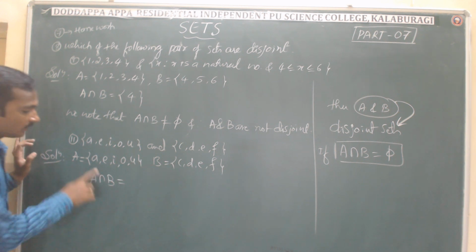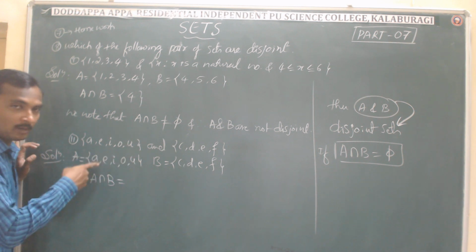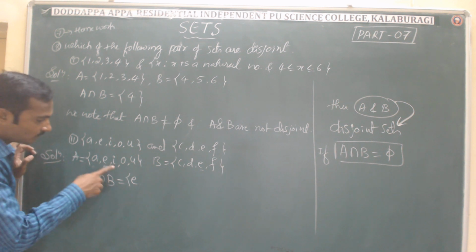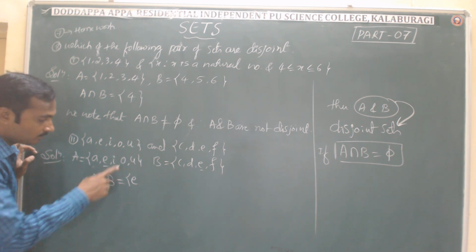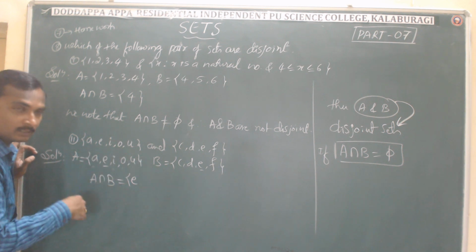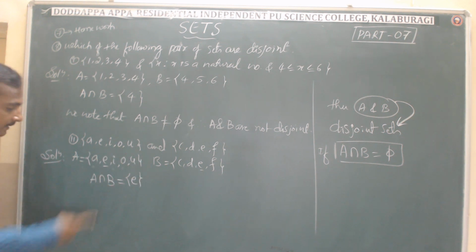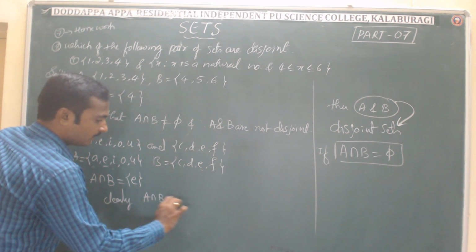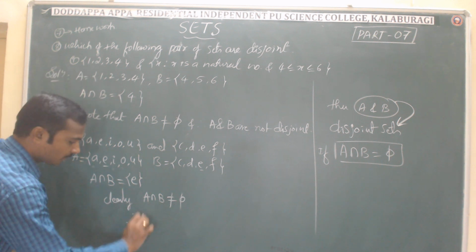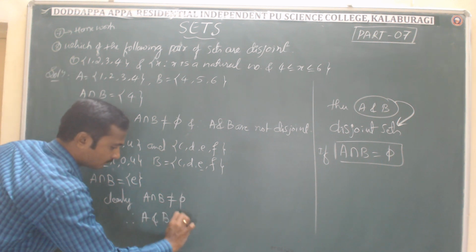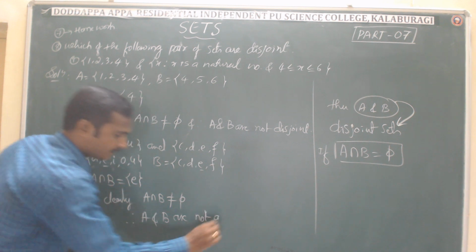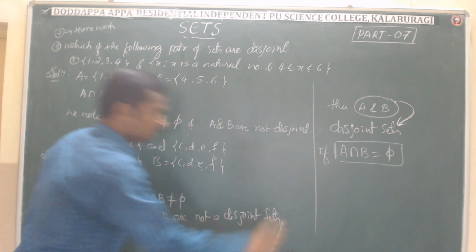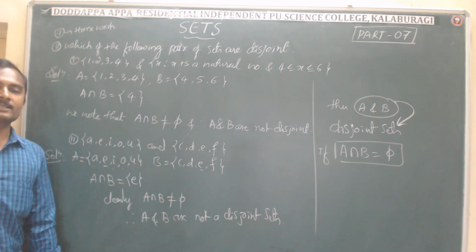A is not a common element. E is a common element. You can see E and E, E is present in both the sets. I is not present in both the sets. O is not present in both the sets. U is not present in both the sets. Therefore, clearly we find that A intersection B is not a null set. Therefore, A and B are not disjoint sets.